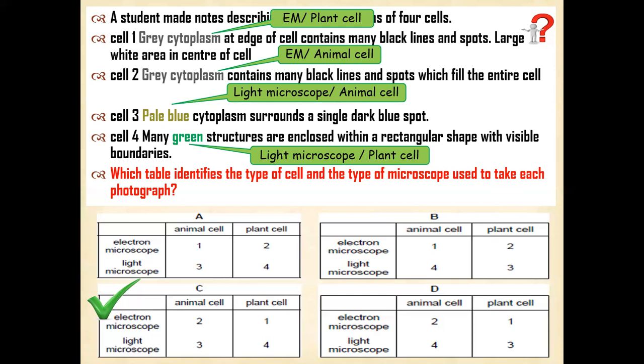So these types of questions may be possible. The examiner wants to identify two concepts: do you know the images taken by light microscope and electron microscope? And second, what is the basic difference between the plant cell and animal cells? Thank you.